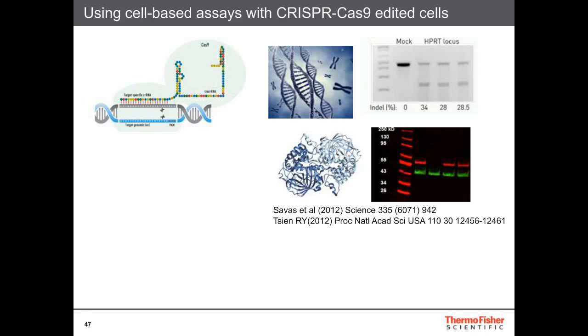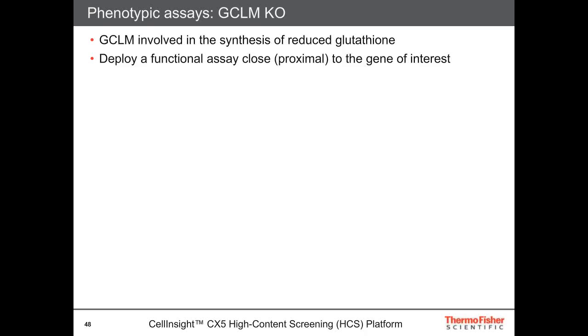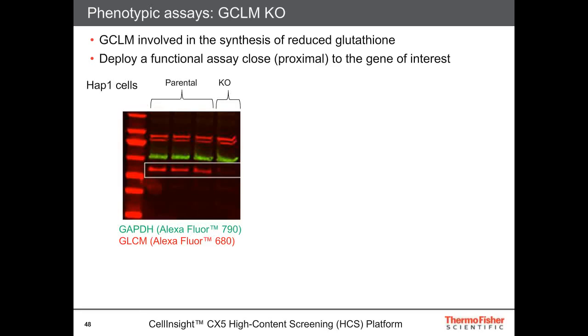But we're going to show you why it's so important to also do complementary cell-based assays, because although you may have lost the protein, there can be occasions where other proteins can compensate and kick in, so now you're actually able to confirm the phenotype that you'd expect with that genotype. I'm just going to show you a very quick example to start with of a phenotypic assay. Here we're looking at knockout using CRISPR-Cas9 of GCLM, the glutamate-cysteine ligase modifier subunit. It's involved in the synthesis of reduced glutathione, and reduced glutathione is one of the main cytoplasmic buffering mechanisms to protect cells against reactive oxygen species induction.